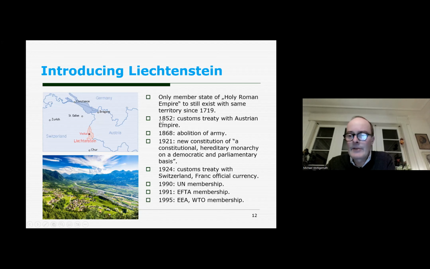And as the princely family comes from Austria and had most of its possessions there in Bohemia, close to the hub, and is married to the Habsburg families over and over, the natural ally for a customs treaty and for legal assistance and so on was Austria. In 1868, Liechtenstein abandoned its army, which is also an interesting story to tell.